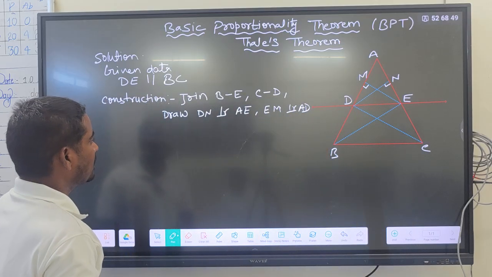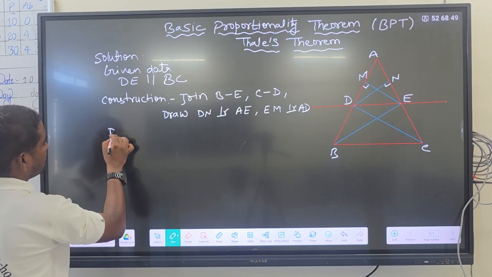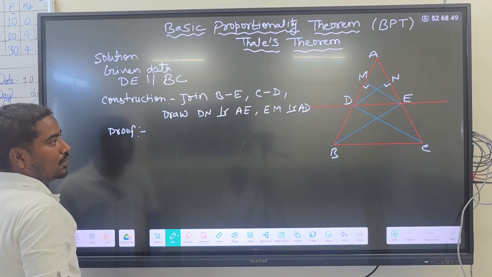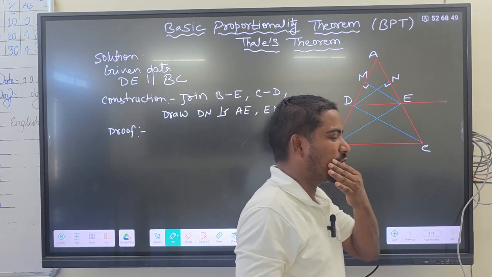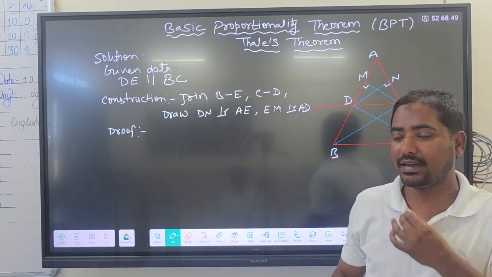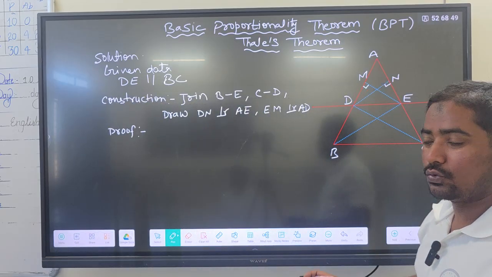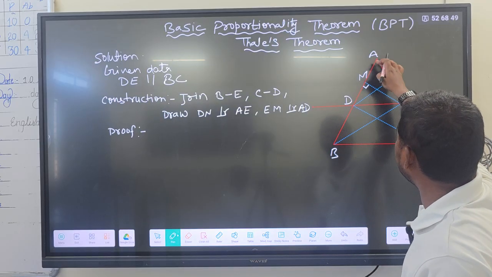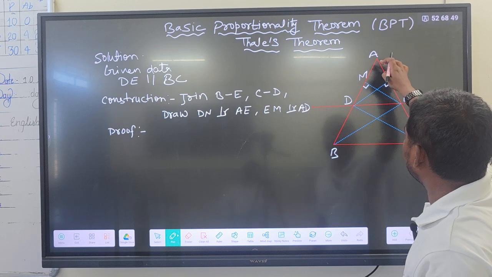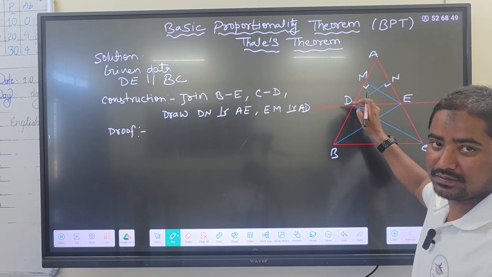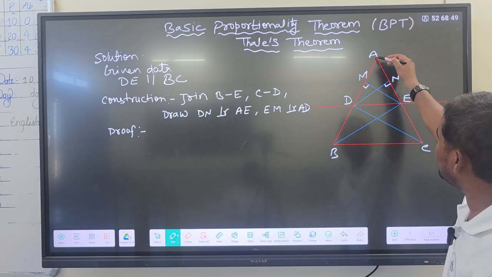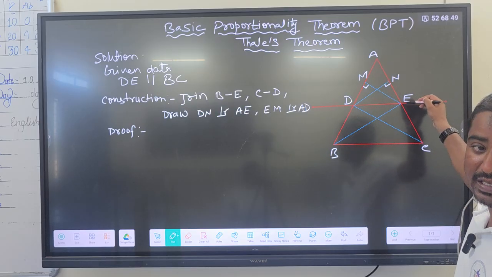Now here we will start our proof. So here we will write proof. Now what basically we have to do here in this question, students, first I will explain you, then after we will do it. First we will calculate the area of this triangle ADE with different bases. First we will consider its base as AD, then we will consider its base as AE.